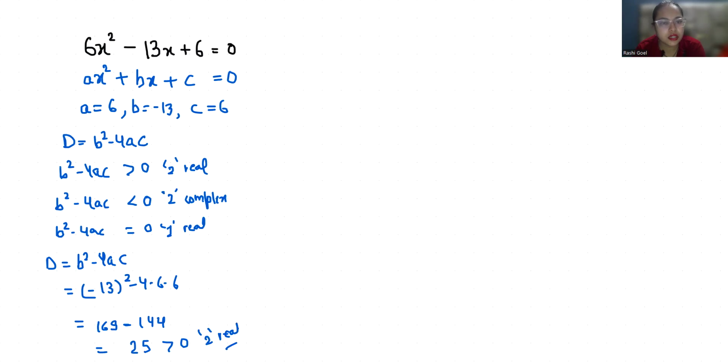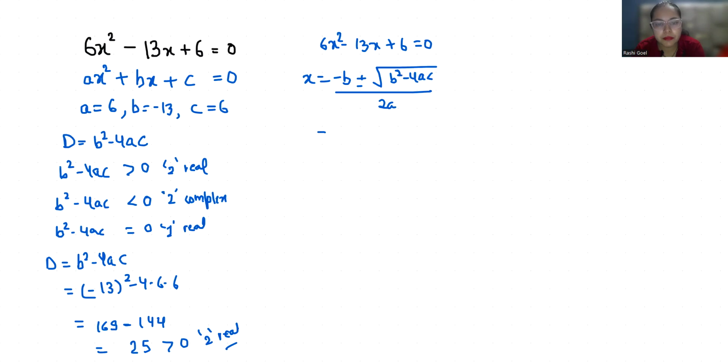So our equation is 6x² − 13x + 6 = 0. I'm going to use the quadratic formula, that is x = (−b ± √(b² − 4ac)) / 2a. So −(−13) ± √ of what we already calculated, b² − 4ac, that is 25, over 2 times 6. So (13 ± √25), we can write 5, over 12.